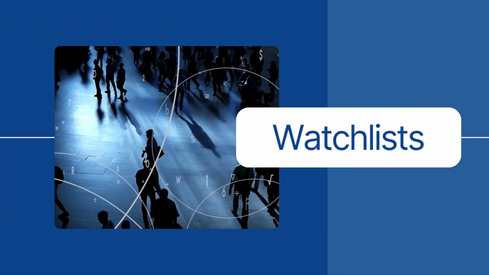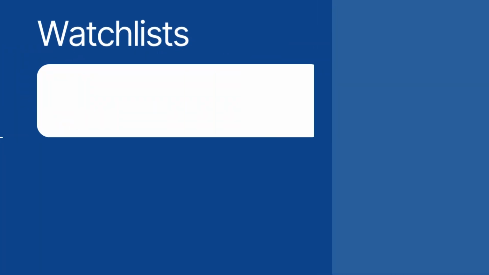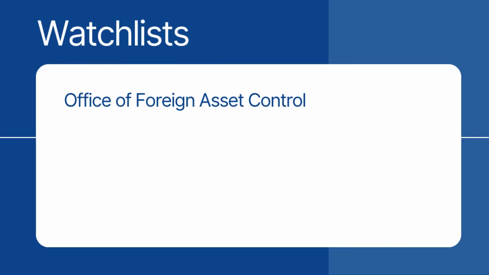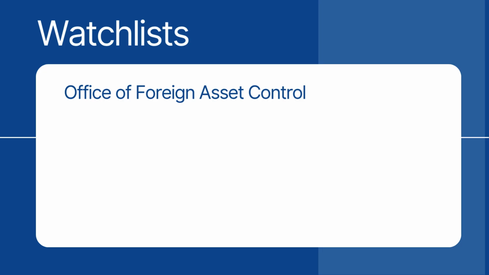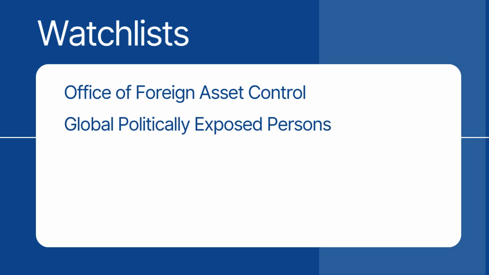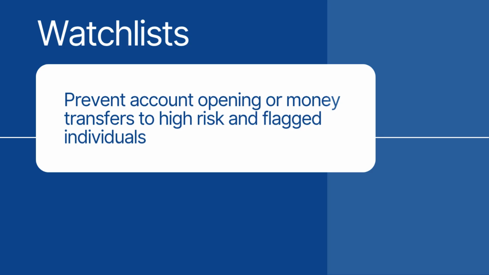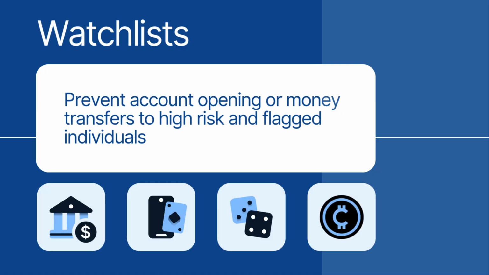Checking identities against watch lists is a common part of Know Your Customer, KYC, and anti-money laundering, AML protocols. Common watchlist checks include the Office of Foreign Asset Control, the Global Politically Exposed Persons List, and other lists of those who have been sanctioned or who are known to sponsor terrorism or drug trafficking. These checks prevent account opening or money transfers to these high-risk and flagged individuals. KYC and AML are a key part of identity verification in the financial, gaming, and crypto industries.